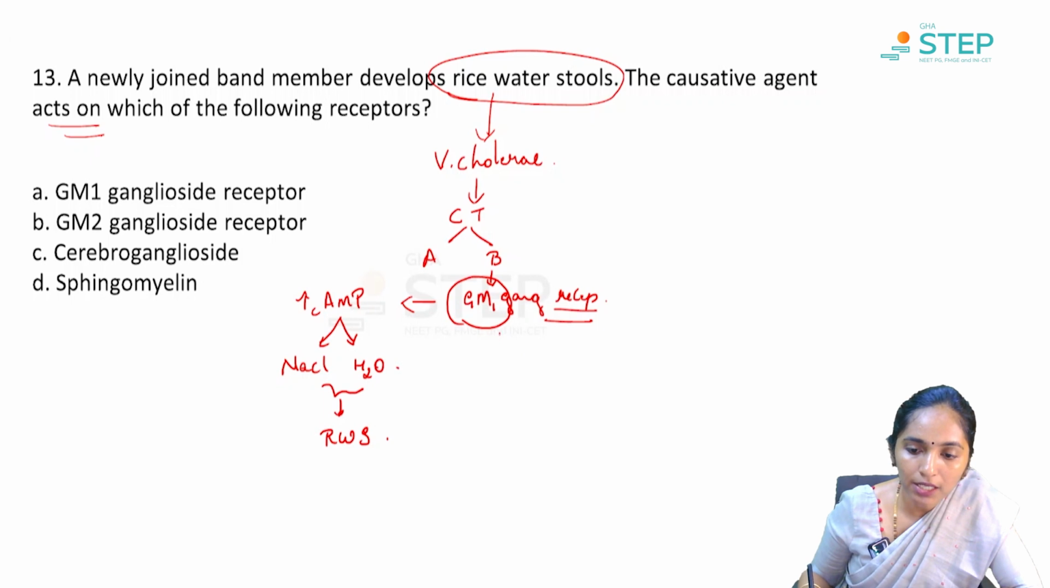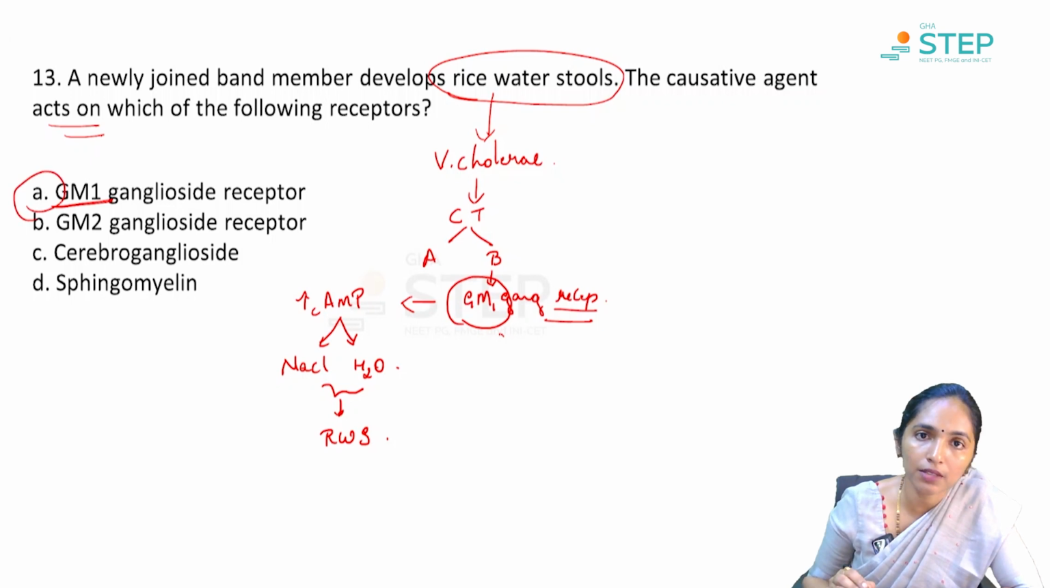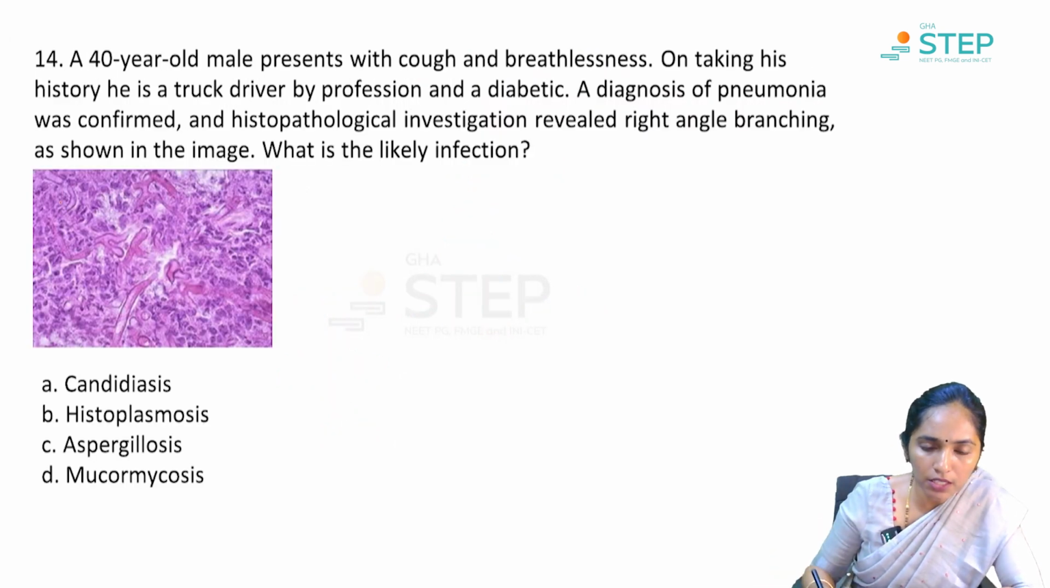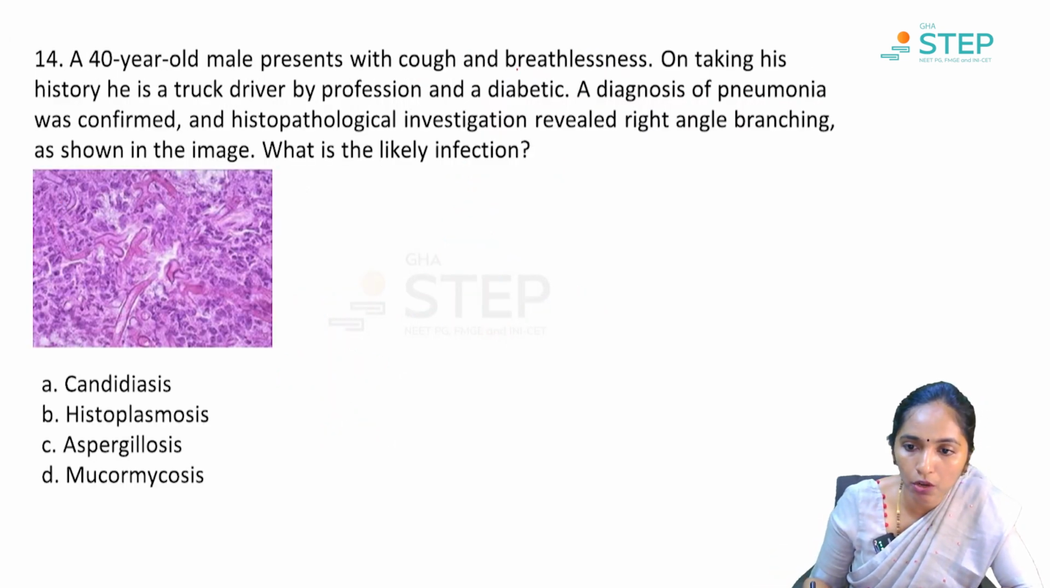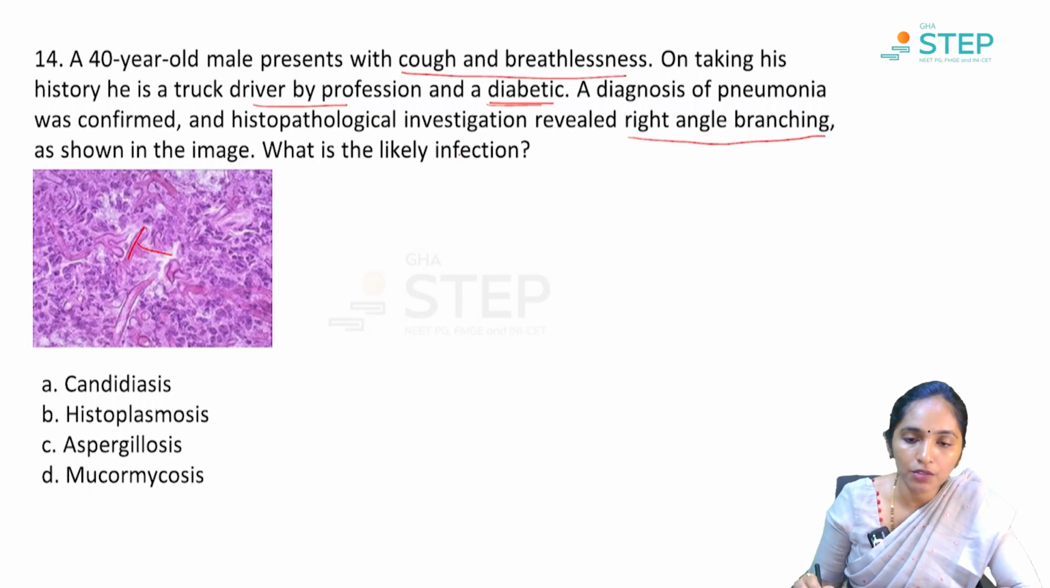Fine. So where did it act? It is the number one agent causing rice watery stool. So it should act on what? GM1 ganglioside receptor. So the next question, a 40-year-old male presents with cough and breathlessness. On taking his history, he gives a history of being a driver by profession and diabetic. A diagnosis of pneumonia was confirmed and histopathological investigation revealed right angle branching, like how you see here. So right angle branching, what is the likely infection?